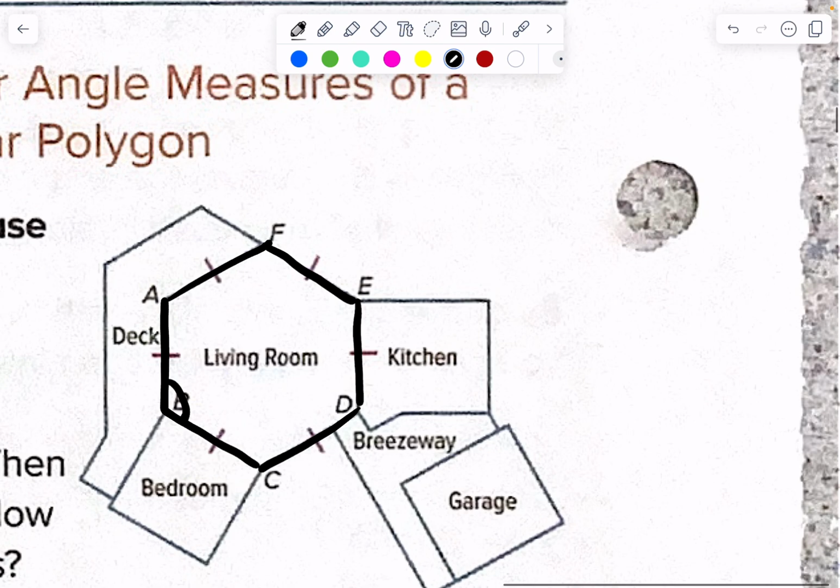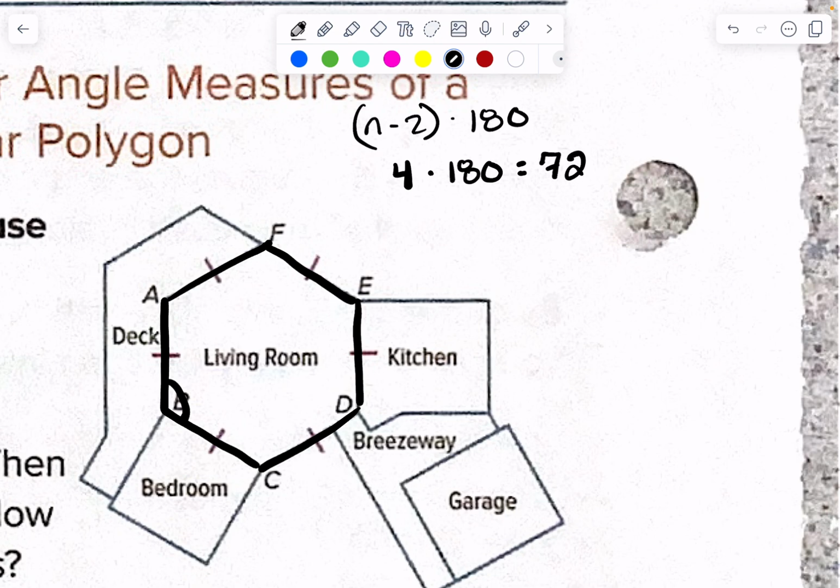So if I'm going to talk about a 6-sided figure, I do n minus 2 times 180. 6 minus 2 means it has 4 triangles times 180. I think that's 720. Yes, I'm almost sure of it, 720. So there are 720 degrees if I add all of these angles up.